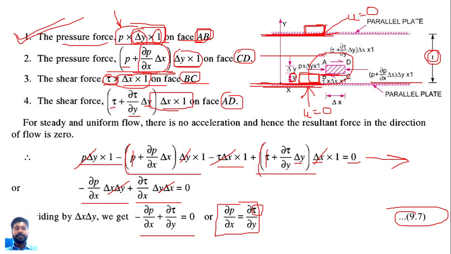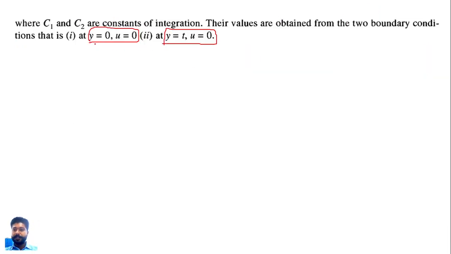So your maximum velocity is at the center of the plates, which means t divided by 2. When you go to t divided by 2, this center line over here, your u will be u max. So the maximum velocity is at t divided by 2. So we have a total of two boundary conditions: when y equals 0, velocity is 0, and when y equals t, again u is 0.